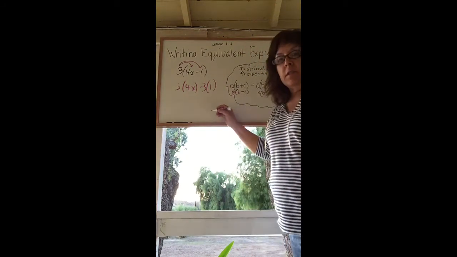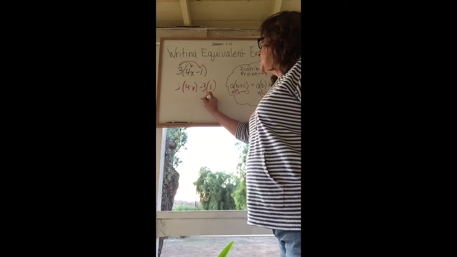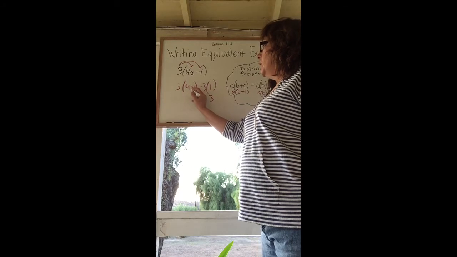Let's do that part first, because that's easy. What's 3 times 1, everybody? 3. And what's our operation? Minus. So now we're going to look at 3 times the quantity of 4x.